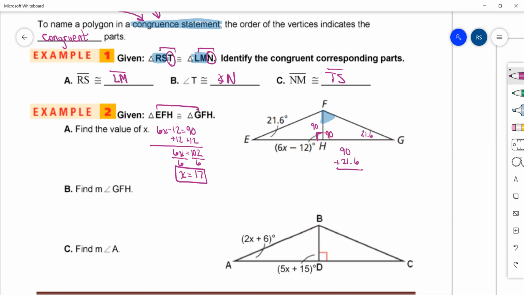to get 111.6. Subtract that from 180. Get 68.4. And that's what that angle has to be, 68.4 degrees. So the measure of angle GFH is 68.4 degrees.